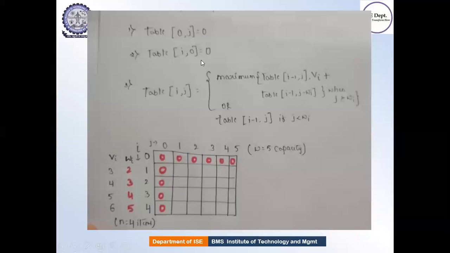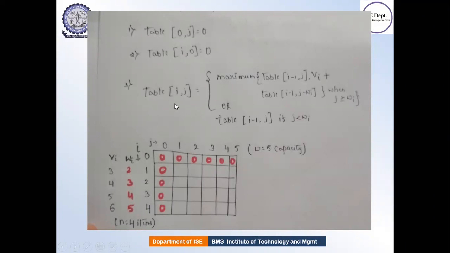So table of i comma 0 is equal to 0, which means i can be any value and j should be 0, so the first column should also be 0 for all the problems. According to this formula, in the exam you write down the formulas and then start solving, or you can blindly write 0, 0, 0. The first row and the first column should always be 0. This is the first step. According to this formula, we have written zeros.